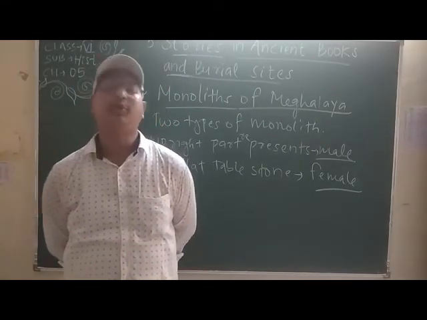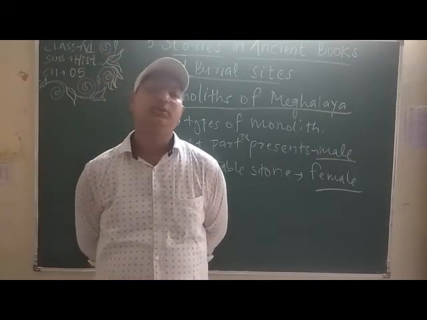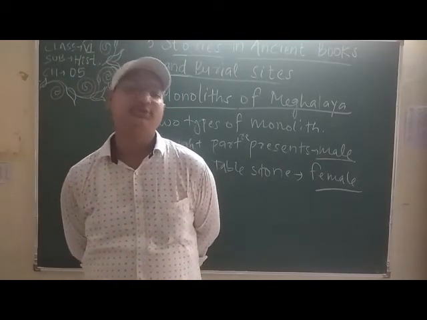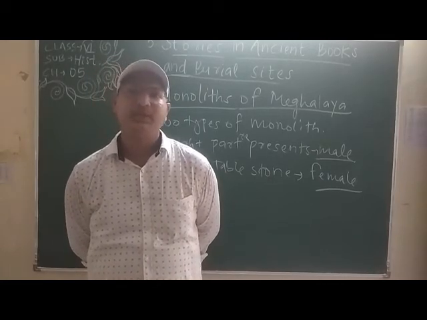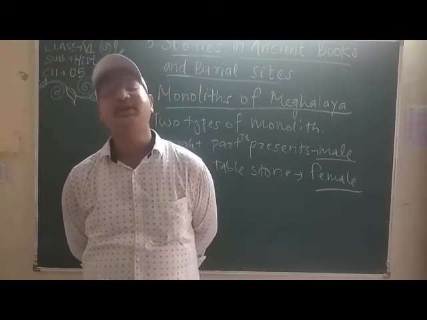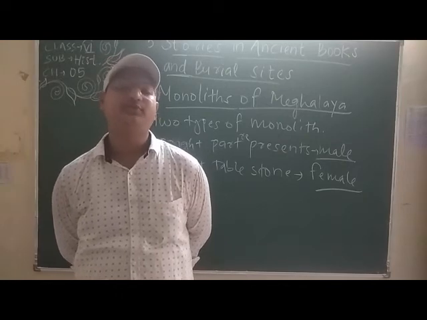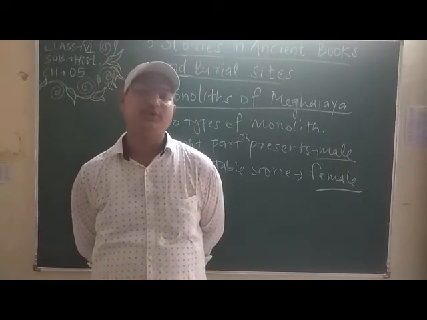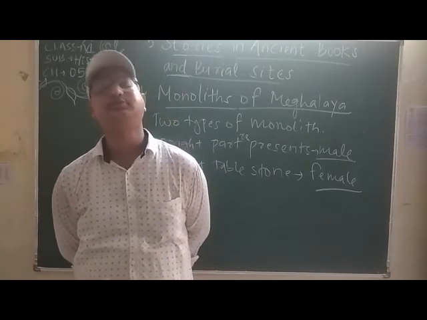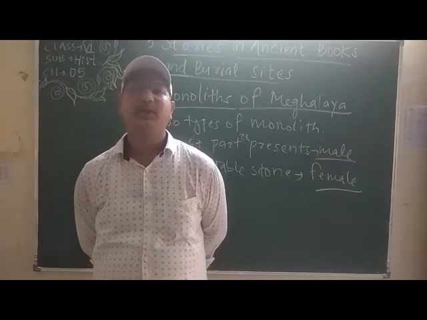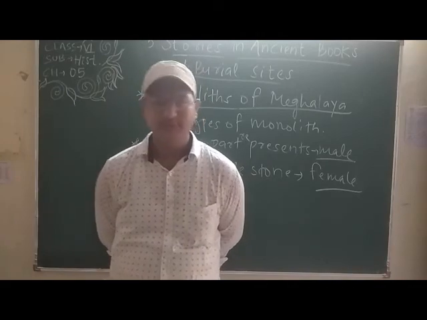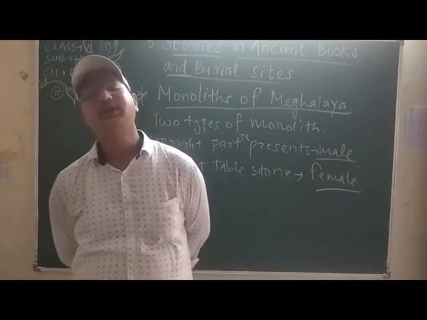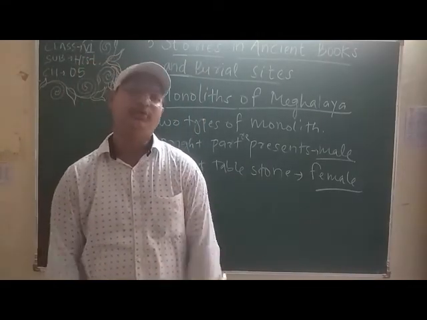information given in the box. Did you know? You always study these boxes because there is some important information given in the boxes. The world's tallest monoliths are found in Jaintia Hills. Jaintia Hills, as I have told you, is situated in Meghalaya, one of the northeast states of India. The site is so large that it is called a garden of monoliths. Means there are so many monoliths present that it is called a garden of monoliths.